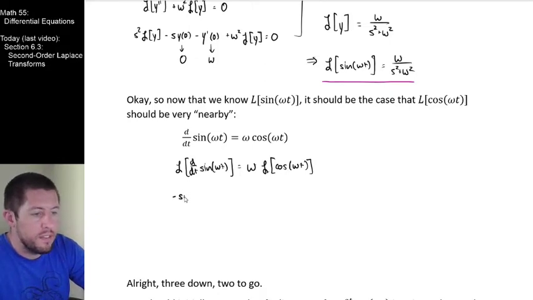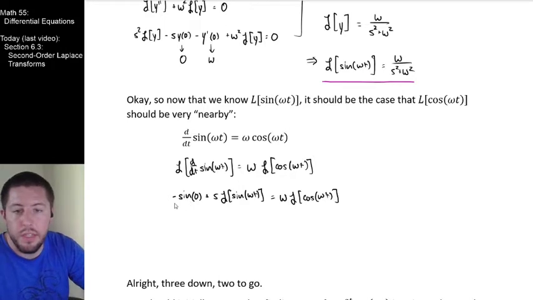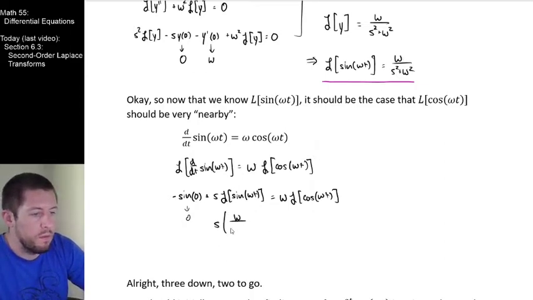So this should be negative sine of 0 plus s times the Laplace transform of the function that we're taking the derivative of, which in our general version is just y. Here, our function was sine of omega t. This should be equal to omega times the Laplace transform of cosine of omega t. We know that sine of 0 is 0, so we're done with that term. We know that the Laplace transform of sine of omega t is omega over s squared plus omega squared. And it looks like we're basically done.